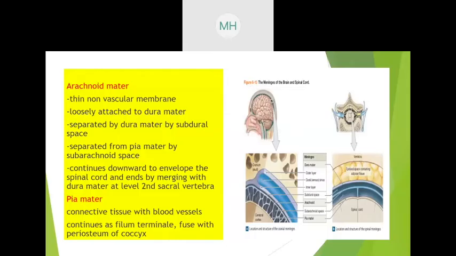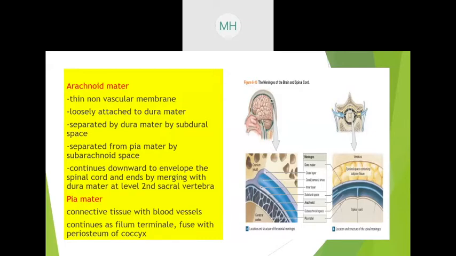Separated from pia mater by subarachnoid space. It continues downward to envelop the spinal cord and ends by merging with the dura mater at the level of the second vertebra. The deepest layer is pia mater. It is a connective tissue with blood vessels. It continues as filum terminale fused with the periosteum of the coccyx.